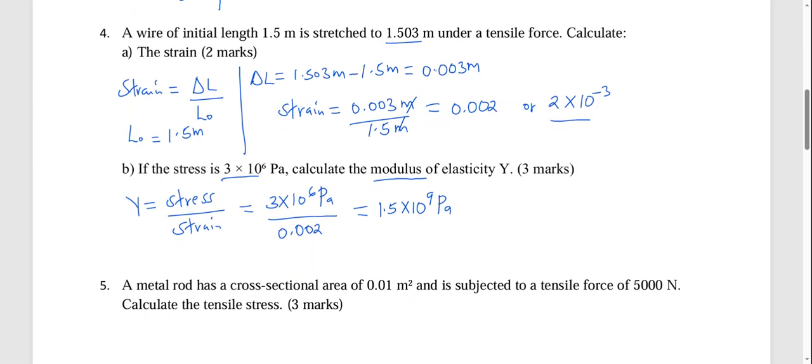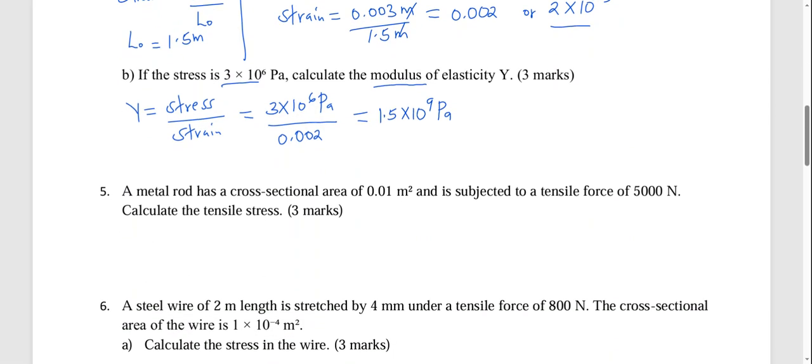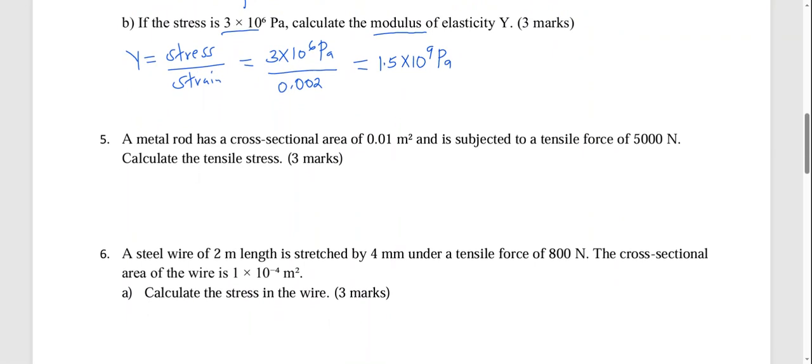For question number 5, a metal rod has a cross-sectional area of 0.01 meter squared and is subjected to a tensile force of 5,000 Newton. Calculate the tensile stress. Therefore, tensile stress is given by this formula. It's given by force, or the tensile force, all over the cross-sectional area.